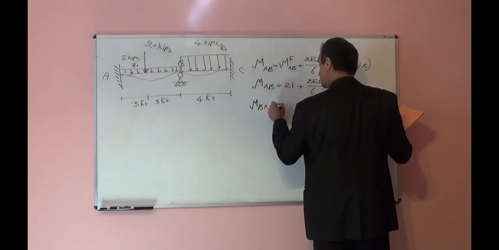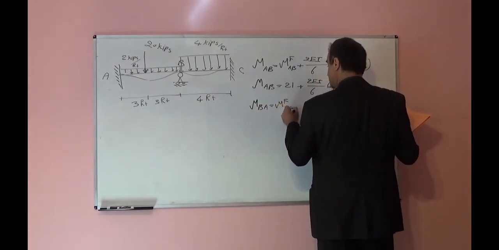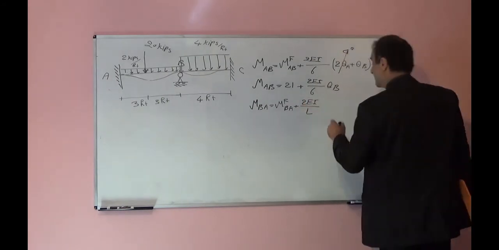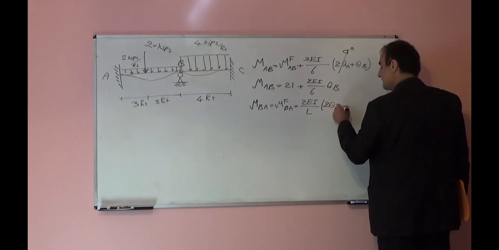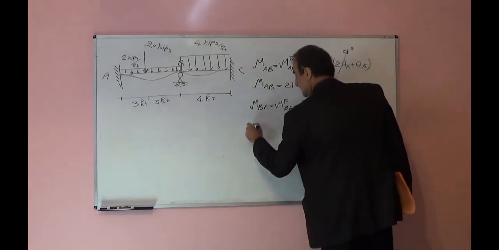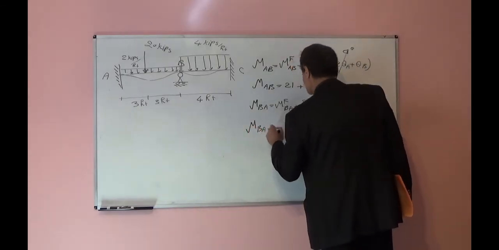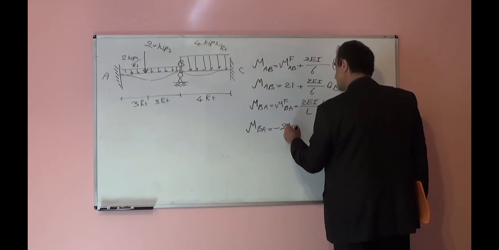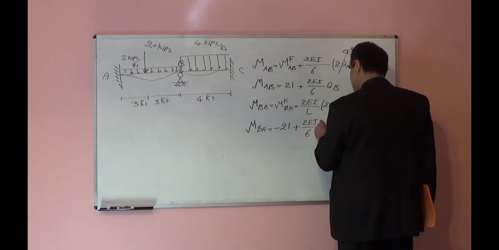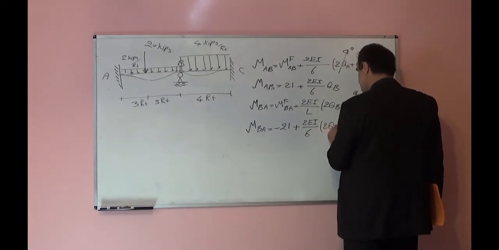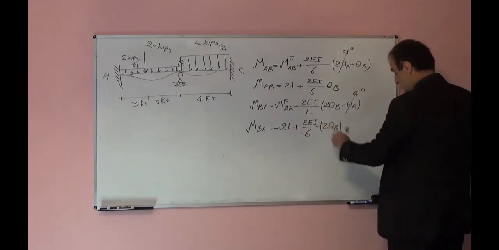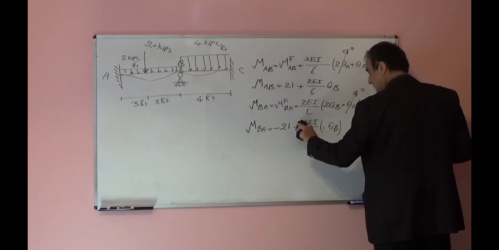MBA will be equal to M fixed BA plus 2EI over L times 2 theta B plus theta A. Again theta A is equal to 0, so MBA will be M fixed BA, which is negative 21, plus 2EI over L, it is 6, times 2 theta B. So 2 times 2 here, we can write even 4 here.